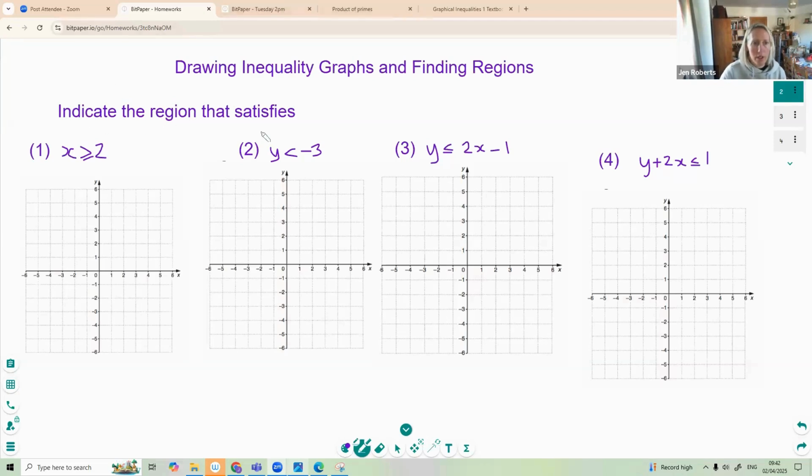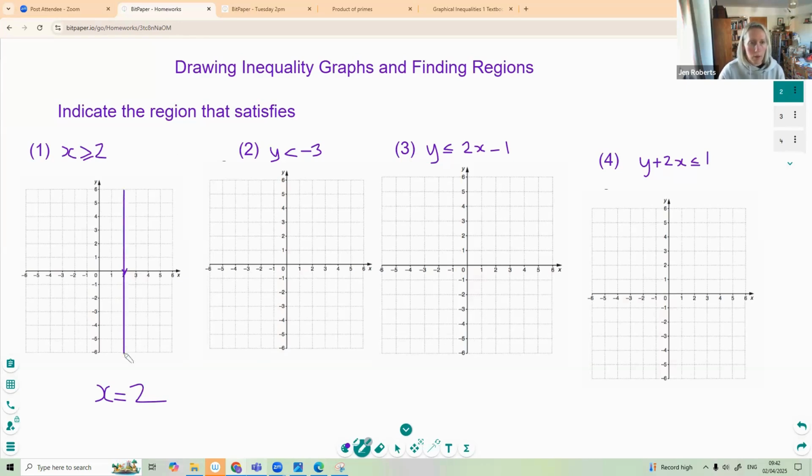So indicate the region that satisfies x bigger than or equal to 2. First of all, we need to draw the linear graph x is equal to 2. So where is x always equal to 2? That's the x coordinate 2. X is always equal to 2 along this line.